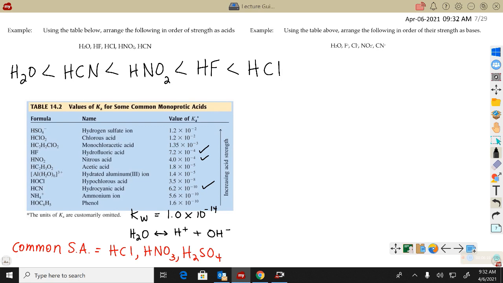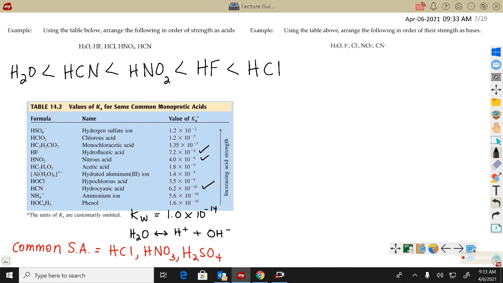Okay, so now the second part of this says to use that table and arrange the following in order of their strength as bases. Well, that's interesting. Their strength as bases. Well, I mean, water can act like a base. It can produce hydroxide. And look at all the other ones. They're all negative ions, which normally you've been told that hydroxide is the sign of a base. And it is. It's a great base. I mean, most soluble hydroxides ionize 100% and form tons of OH hydroxide ions.